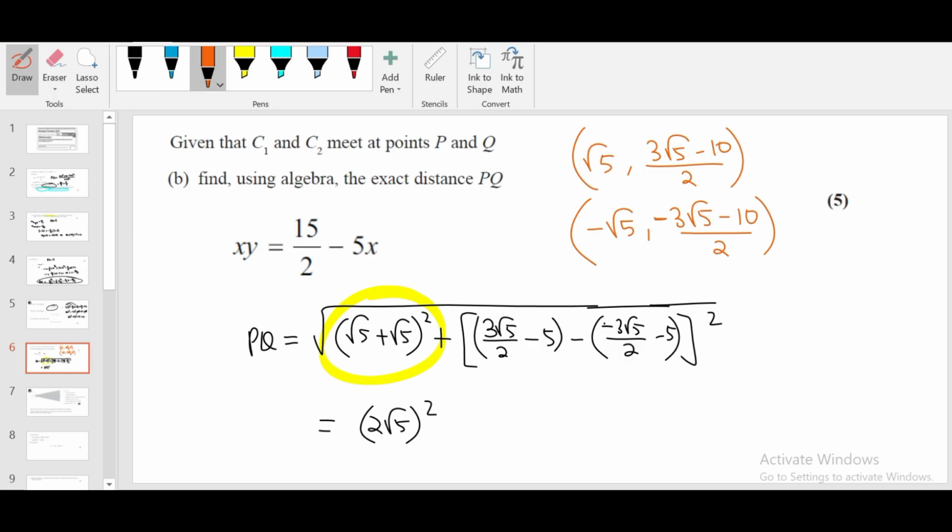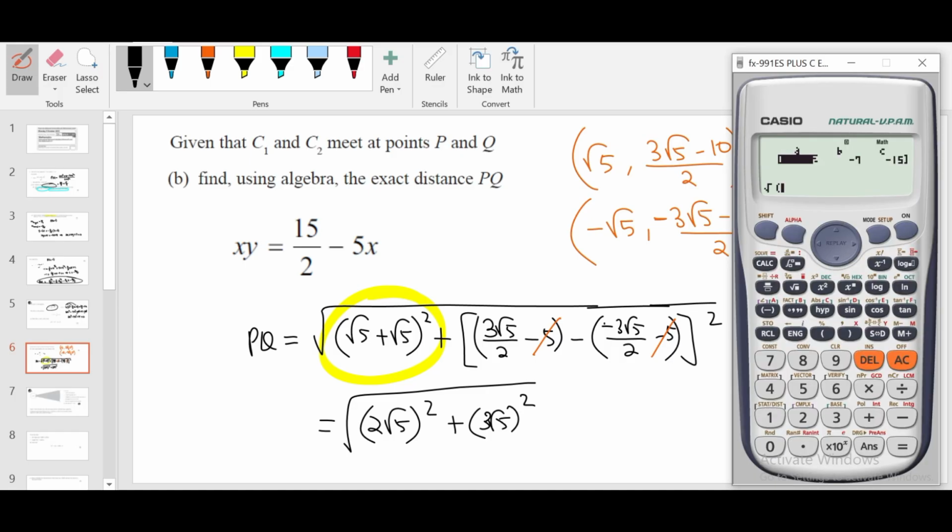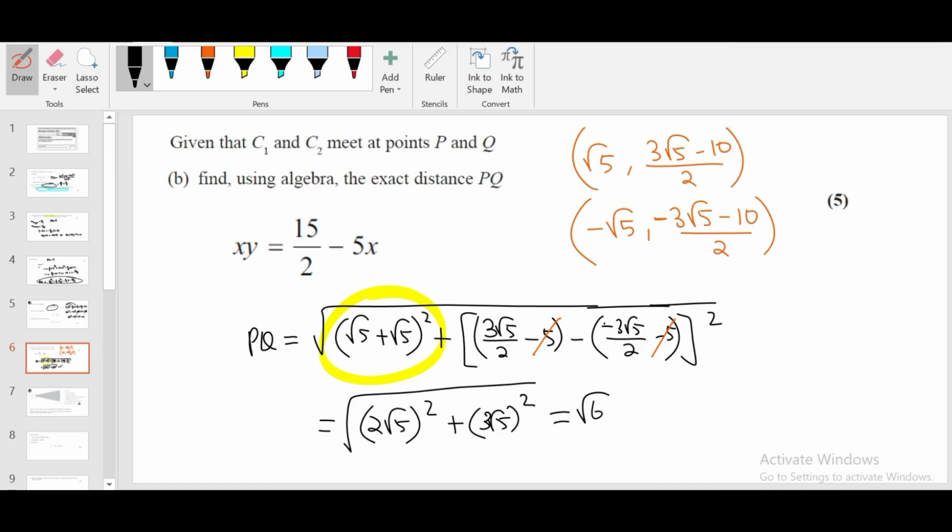Here the minus 5 and plus 5 will be cancelled. You will get just 3 root 5 whole square, square root of. I'm going to put it in my calculator to find this value. So square root of 2 root 5 square plus 3 root 5 square. I got square root of 65 units. That's the distance between these 2 points.